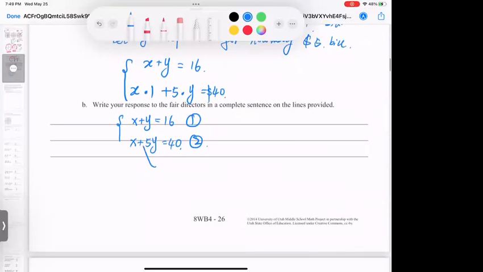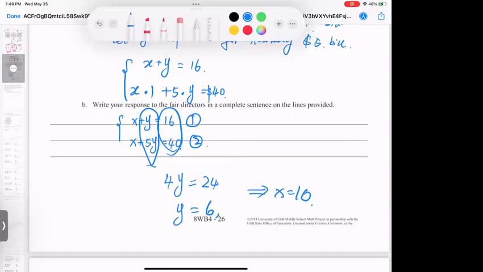It shows 4Y equals, what is 40 minus 16? 24. It is 24. So basically Y is 6. That shows X is 10. The X is 10, right? It is.